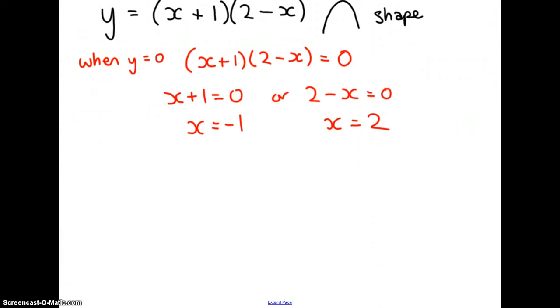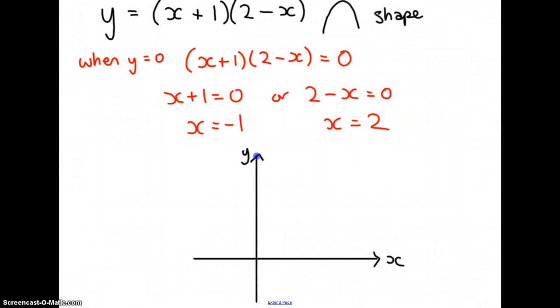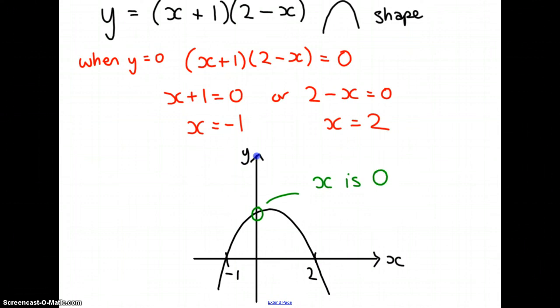So again, quick sketch of our graph. It's crossing at minus 1 and at 2. Just remember this time that actually our graph is an N shape. So we do a quick sketch of our graph. It's crossing here at minus 1 and here at 2. And again, to find this point where it's crossing the y-axis, I say at that point, x is 0. So if I put 0 back up into my original equation, I'll get y as 0 plus 1 multiplied by 2 minus 0. Well, that'll be 1 times 2. So this point must be the point 2.